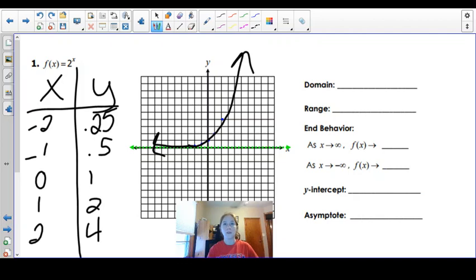Again, try and make your pencil line not cross. My arrow keys can cross, but don't let your actual line cross the green dotted line. And then we're going to answer these questions to the right here.